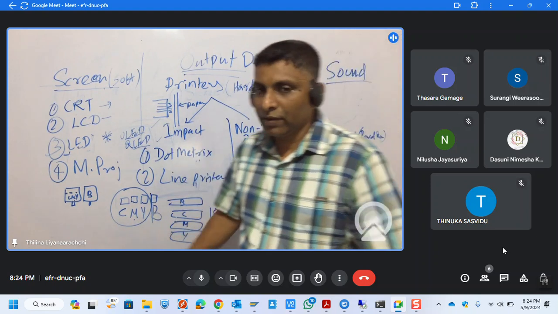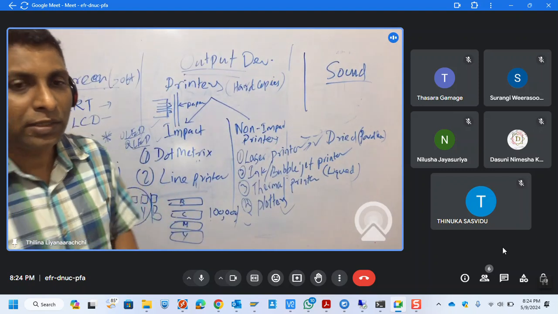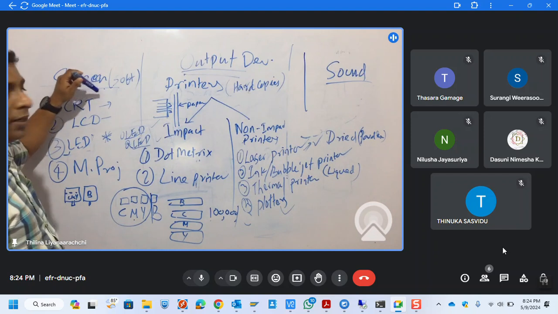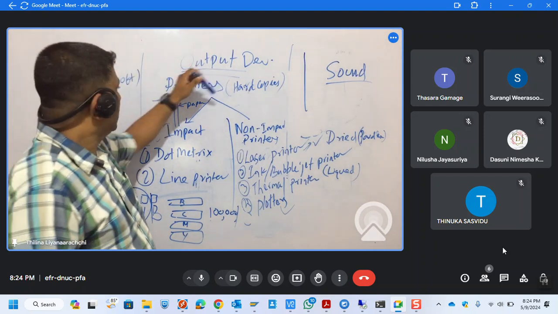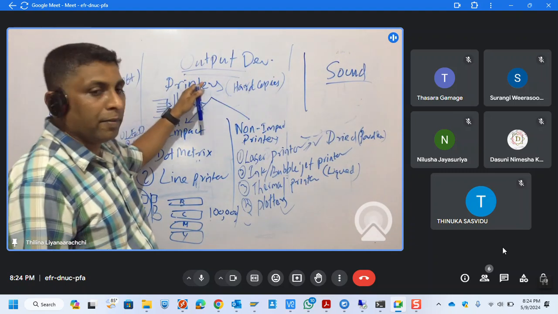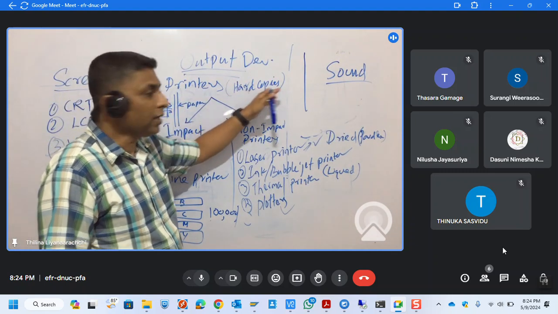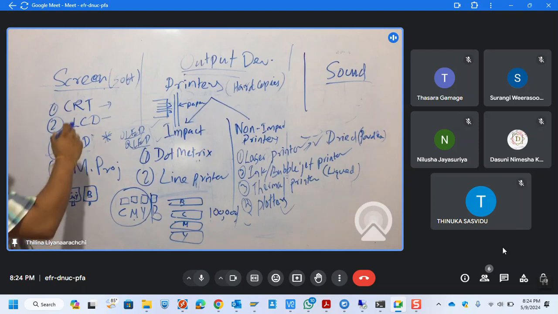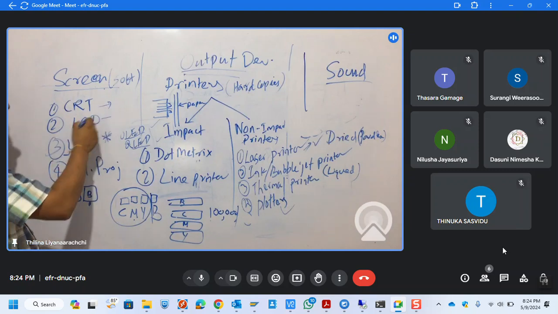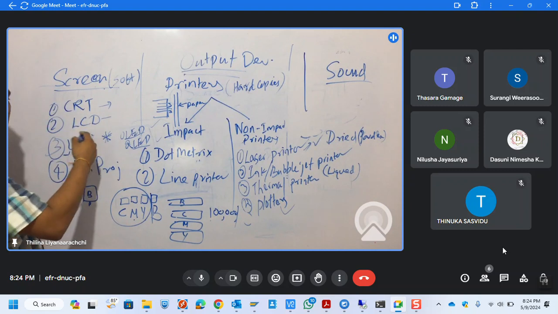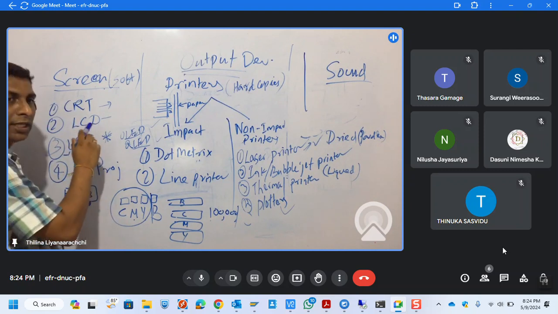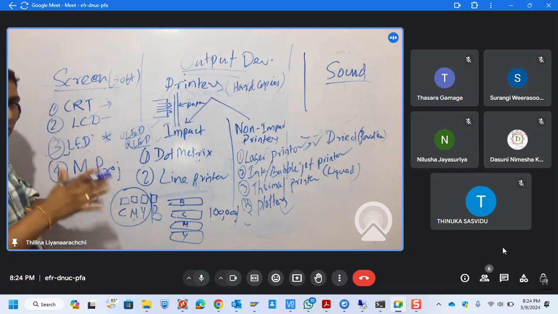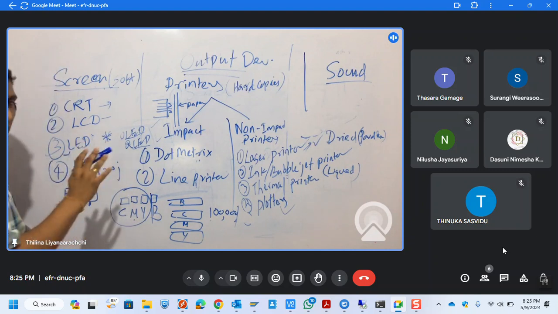So let's conclude today's lesson, right? Output devices, we can basically divide into screen output, that is soft copies, and the printers, that's hard copies you can take, and the sound output, right? So for screens, at the very beginning they used CRT, cathode ray tube technology. Then LCDs came up, right? Liquid crystal displays, they use two polarized materials to generate the graphics.